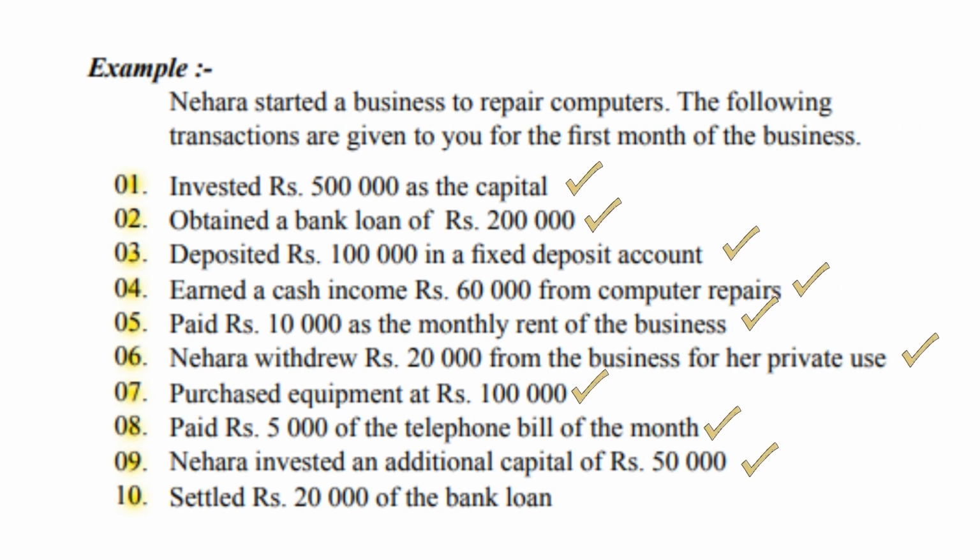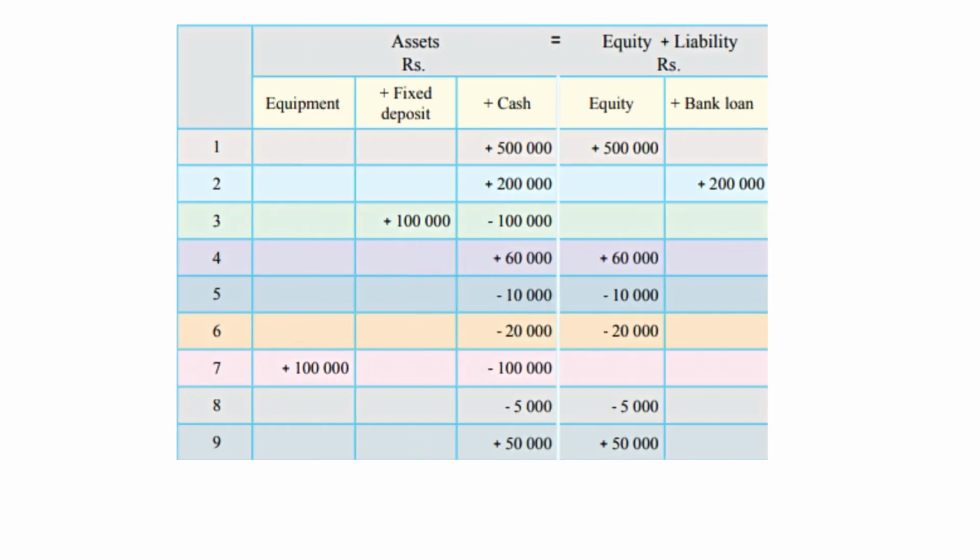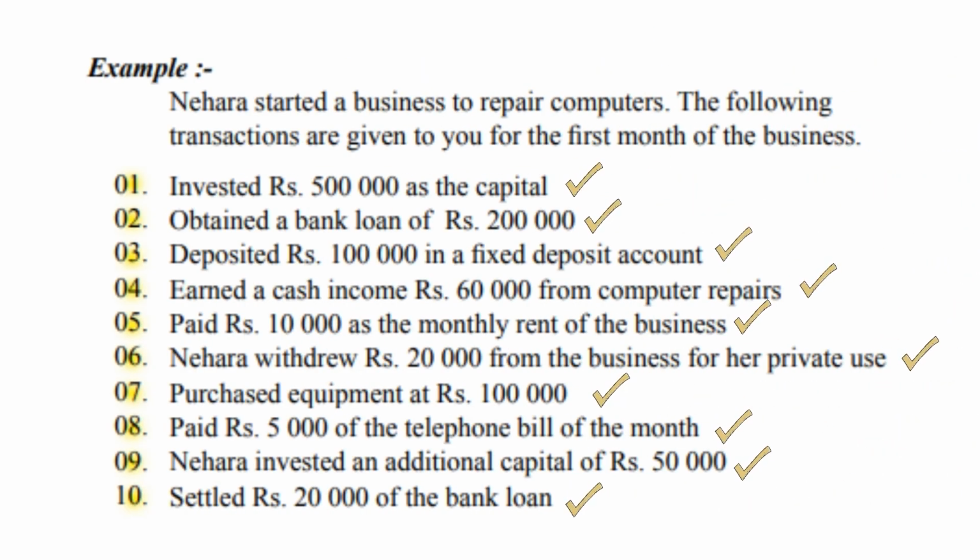Next, Nihara invested additional capital of rupees 50,000. Now here we are receiving rupees 50,000 of cash, so add 50,000 under cash, and since Nihara is investing it as additional capital, add 50,000 under equity. And the last transaction is settled rupees 20,000 of the bank loan.